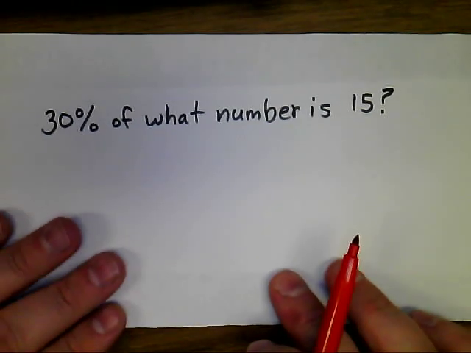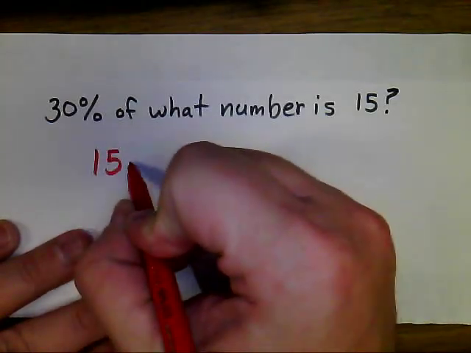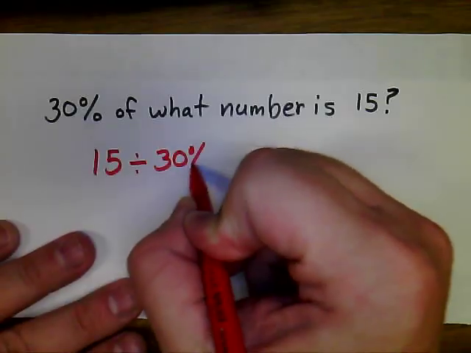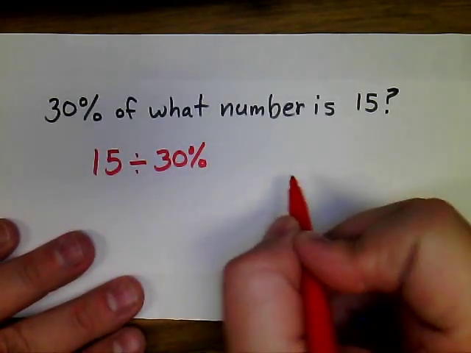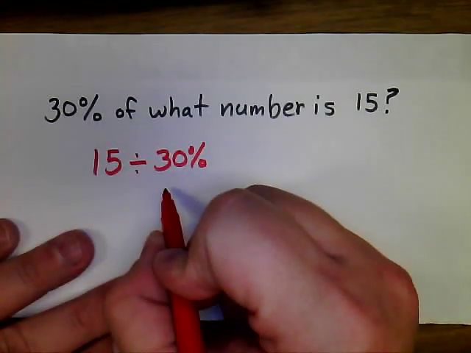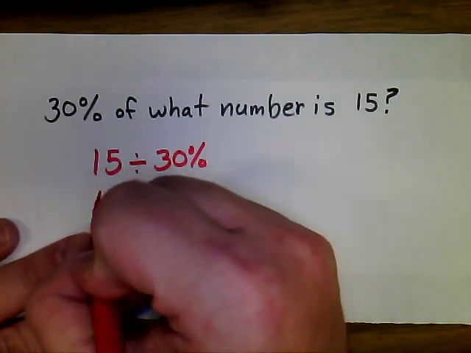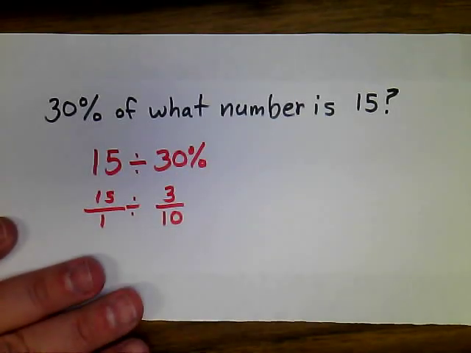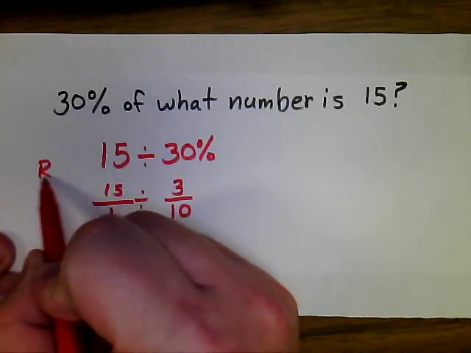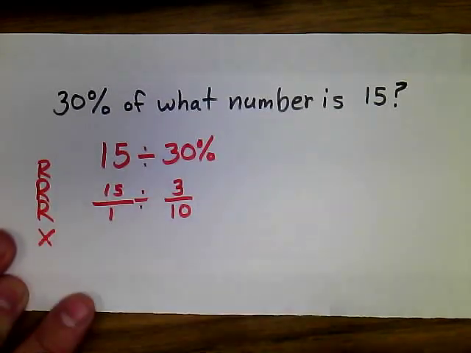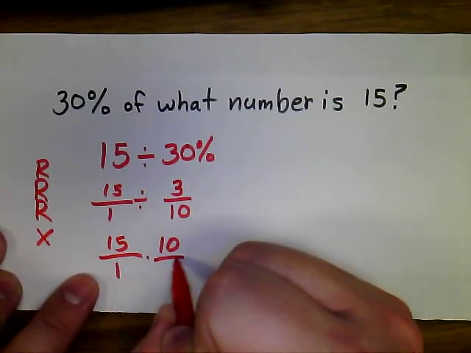So to find 30% of what number equals 15, we're going to take the part, and we're going to divide it by the 30%. Now, of course, just like before, that 30%, we're going to write as either a fraction or a decimal. I prefer in this format to use the fraction, so I'm going to change the 30% to 3/10. So my question is now 15 over 1 divided by 3/10, which of course, following standard division of fraction rules, I'm going to remember to reciprocal the right fraction and multiply. So I'm going to rewrite this as 15 over 1 times 10 over 3.